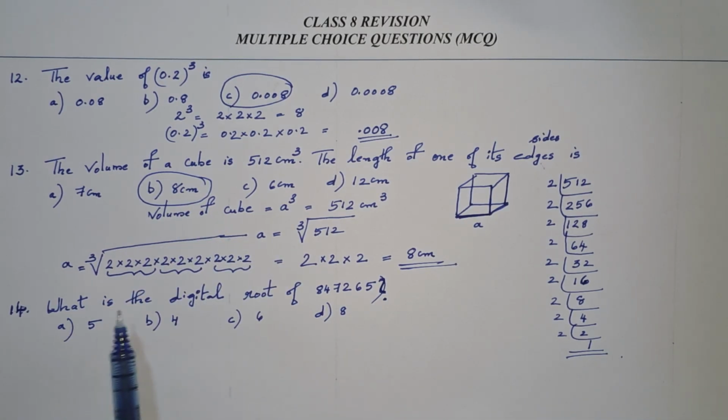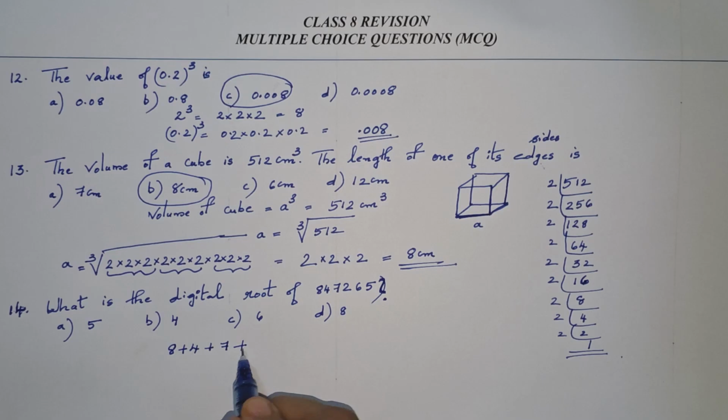Next question is, what is the digital root of 847265? We have to find out the digital root of this number 847265. So how do we do that? We have to take the sum of the individual digits of the number to get its digital root. So the number is 8 plus 4 plus 7 plus 2 plus 6 plus 5.